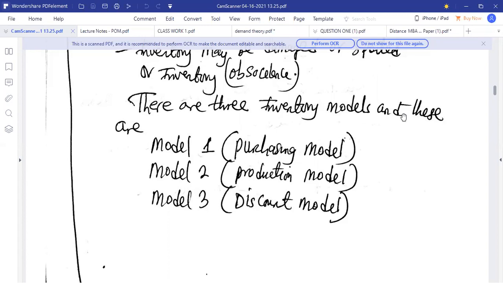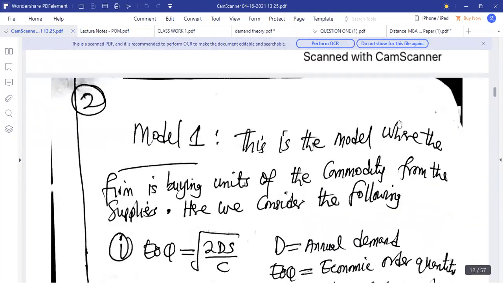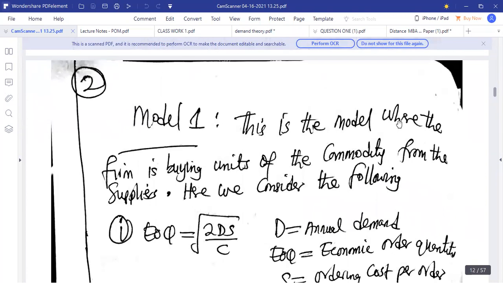This model is where the firm is buying goods from the supplier and they want to take advantage of the discount. Okay, so now we get into model one, the purchasing model. It's a model where the firm is buying units of the commodity from the suppliers.